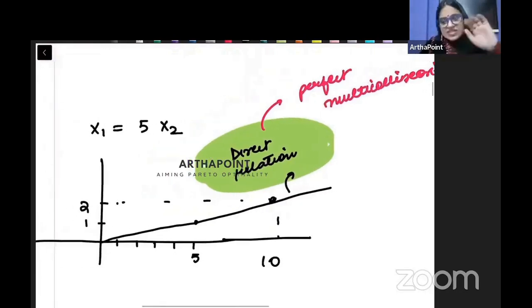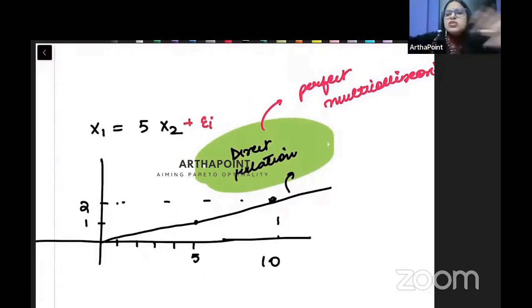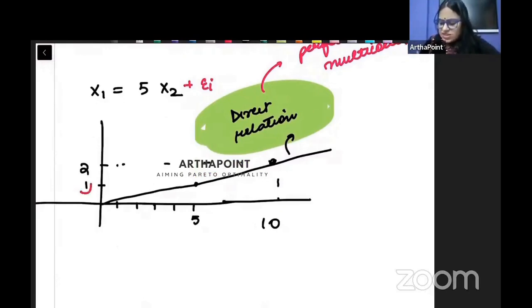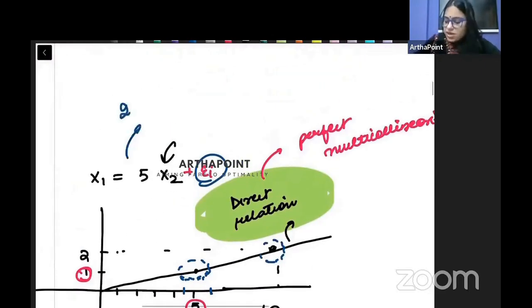अब मैंने बोला x1 is 5x2 plus some term. I don't know what this term is. कभी positive होगा, कभी negative होगा. It will be some term. माने it will be not exactly when x2 is 1, x1 5 नहीं होगा. 5 से ऊपर भी हो सकता है, नीचे भी हो सकता है. Are you getting it? When x2 will be 1, x1 will not be 5. It can be 4.9 also. It can be 5.1 also. We don't know what this error term is. So it will be around 5, but we don't know the exact value. This is imperfect multicollinearity.